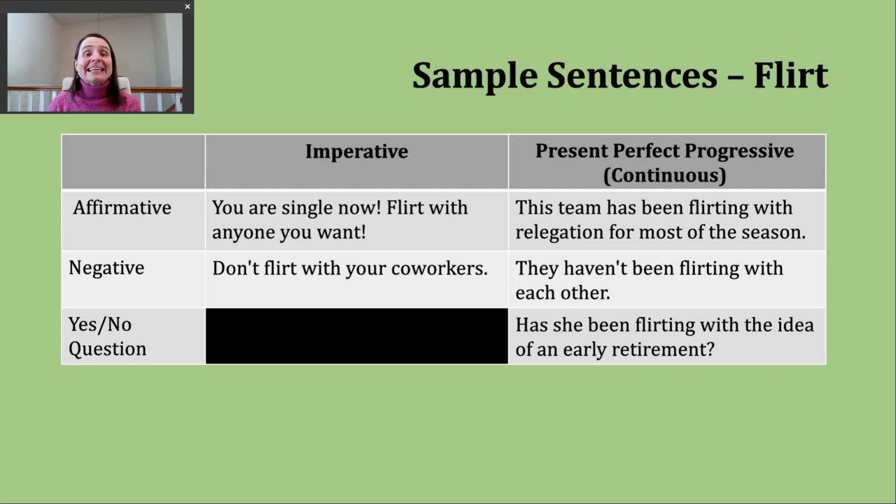Now, if you want to make a negative imperative sentence, what we're going to do is start our sentences with do not and then the base verb. You might also hear the imperative here, don't, and then the base verb. My example sentence here, don't flirt with your coworkers. Right? Generally, not a good idea to engage in this verb in the workplace.